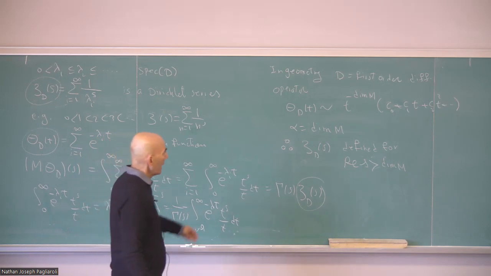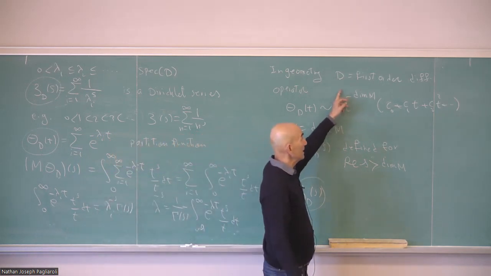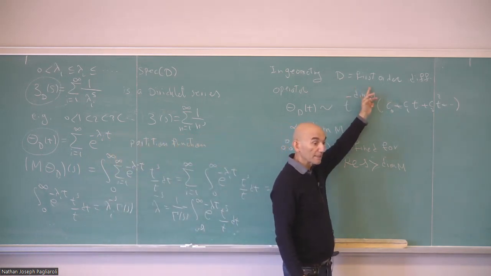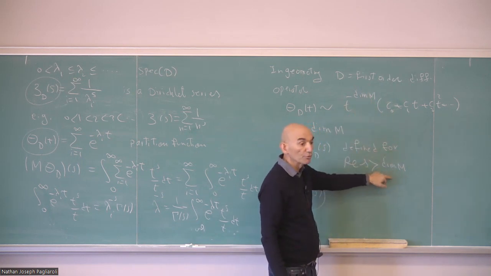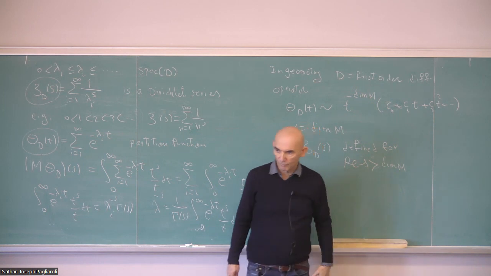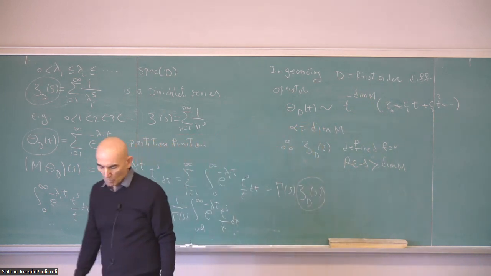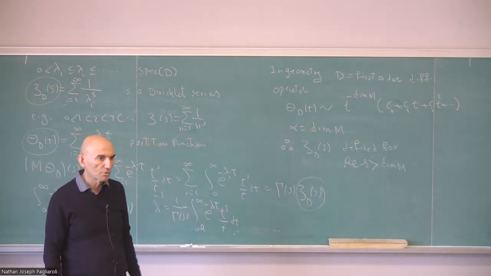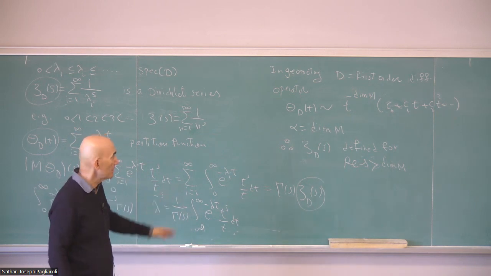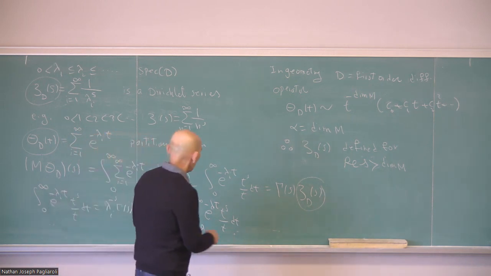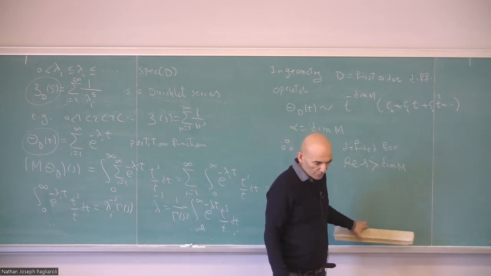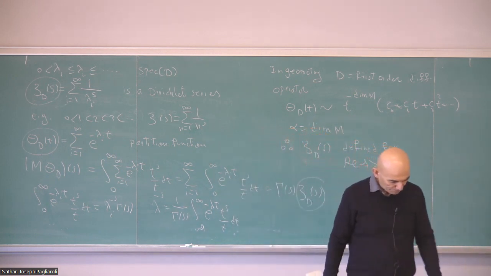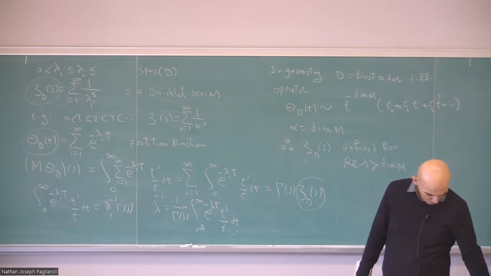Yeah, but be careful, this D is first order. The Laplacian is second order. In this case, because it's second order, it becomes dimension of M over 2. You pick up a factor of 1 over 2. But again, this doesn't matter. This is one of the ideas that also came from analytic number theory and was then transported to geometry. Okay, very good.